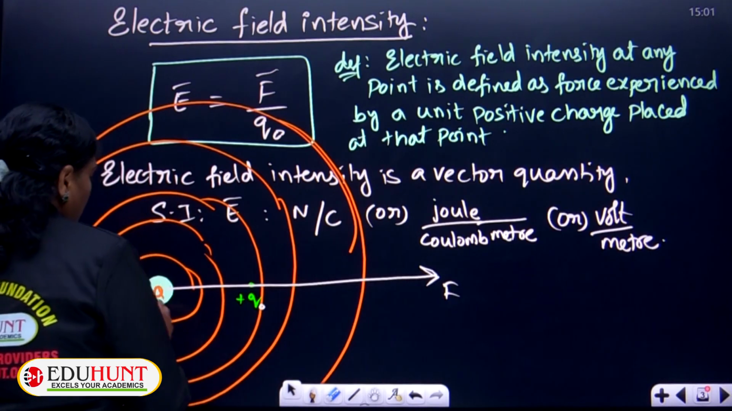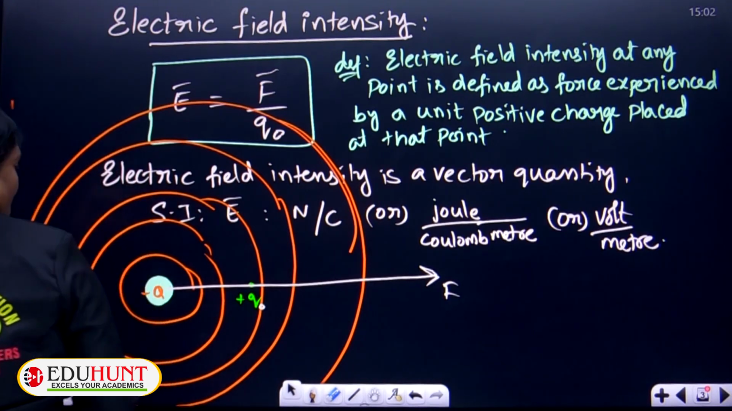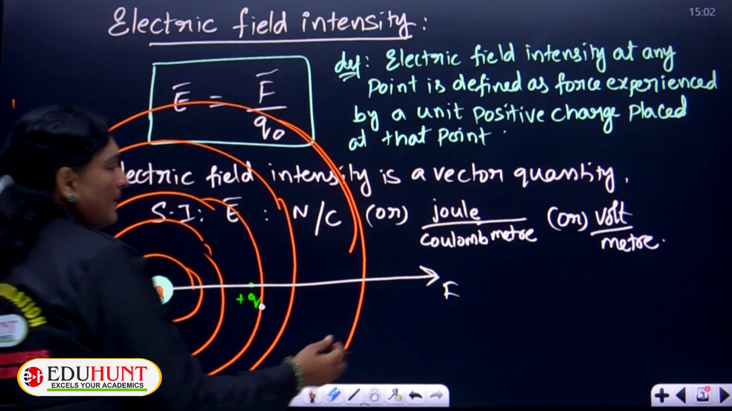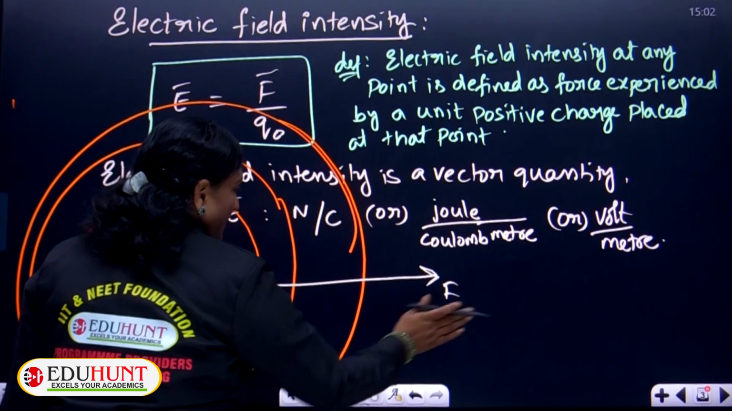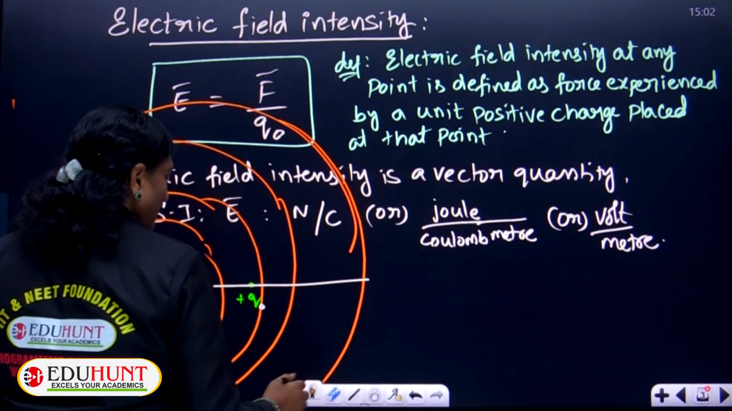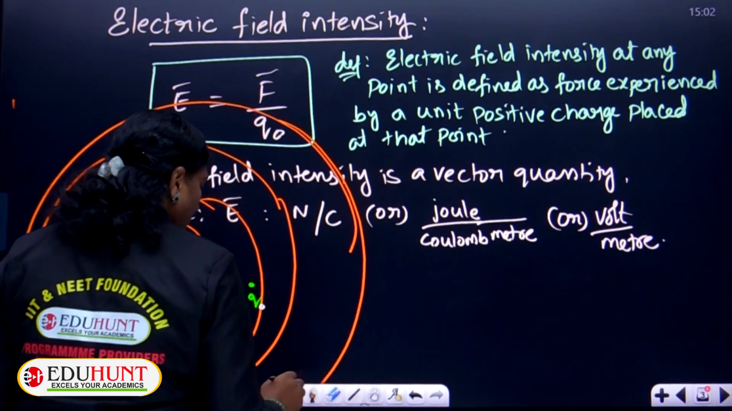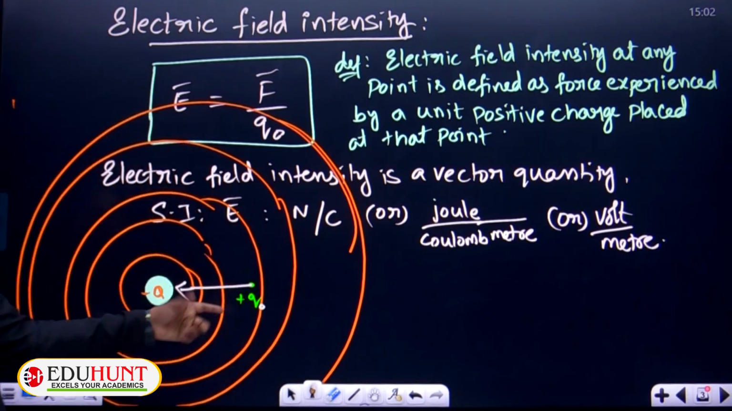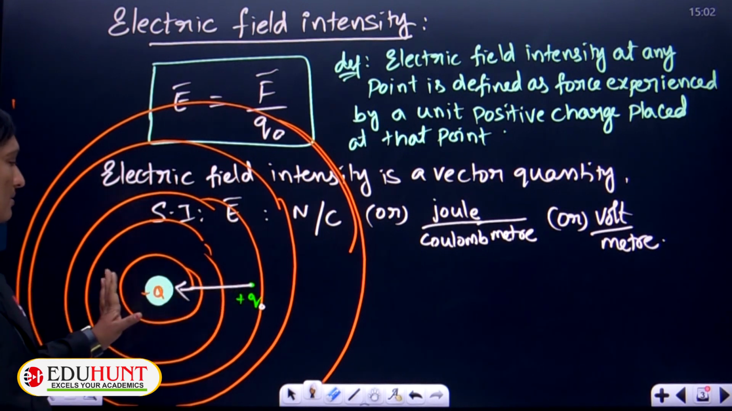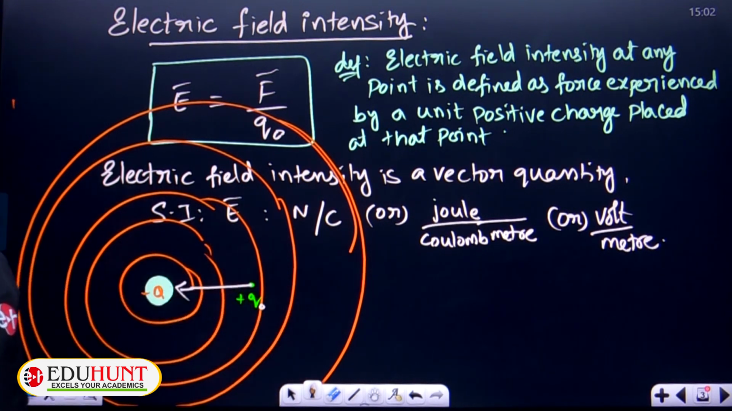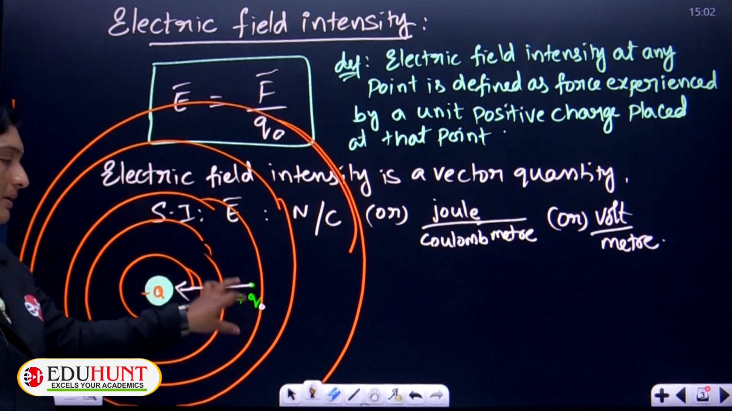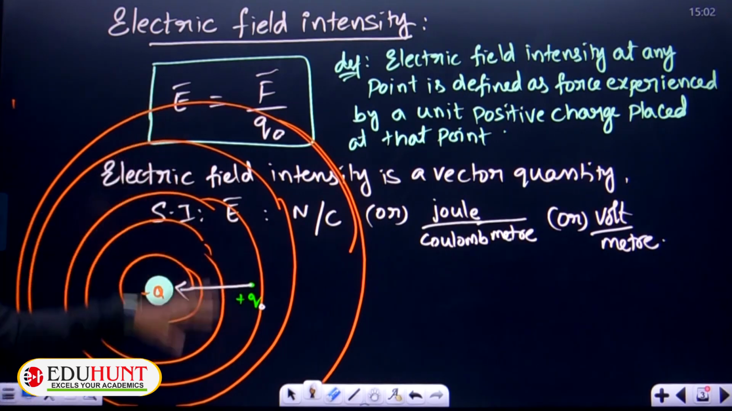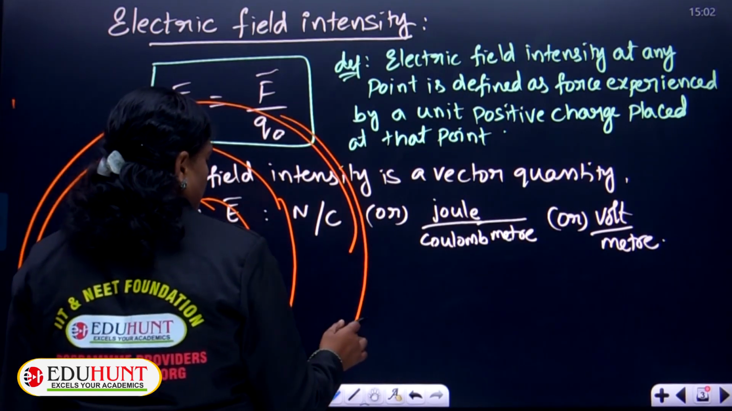If the same charge happens to be a negative charge, then the force experienced by the positive charge will be in the direction opposite to the previous one, and it will be an attracting force. Opposite charges attract each other, same charges repel each other. So, the force experienced by the unit positive charge kept at that point is defined as the electric field intensity.